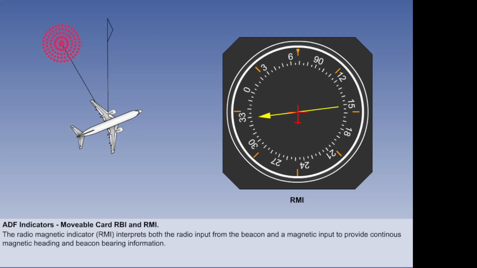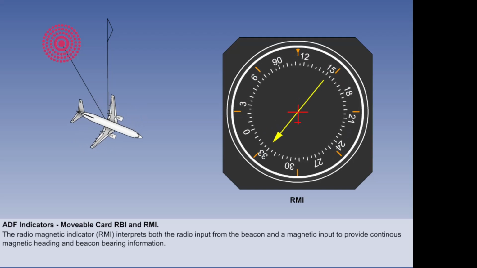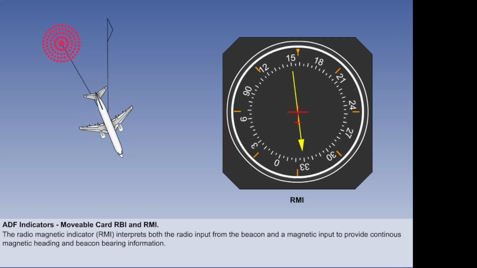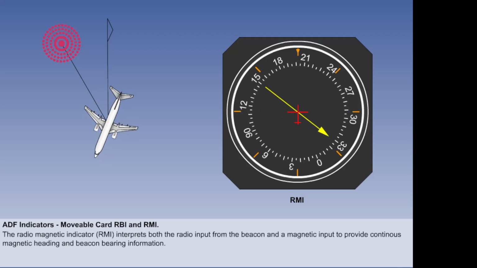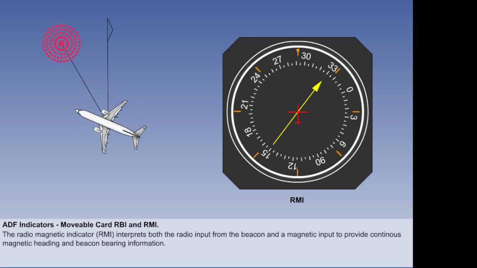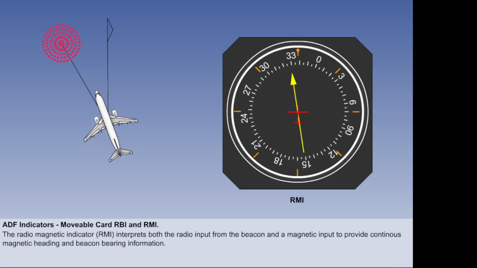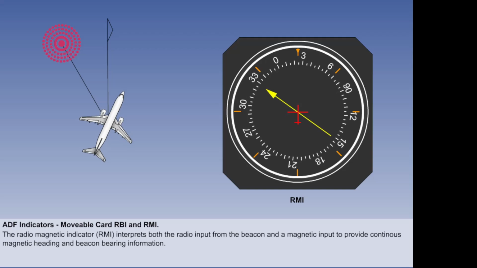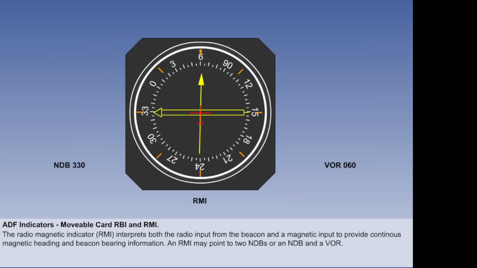This manual adjustment is avoided in the RMI, the radio magnetic indicator, which incorporates a moving dial which shows the aircraft's magnetic heading. The RMI then interprets both the radio input from the beacon and a magnetic input to provide continuous magnetic heading and beacon bearing information. The RMI is much easier to interpret. Sometimes it can have two needles, tuned to two NDBs, or one NDB and one VOR. If it is tuned to one NDB and one VOR, the NDB is the wider needle.